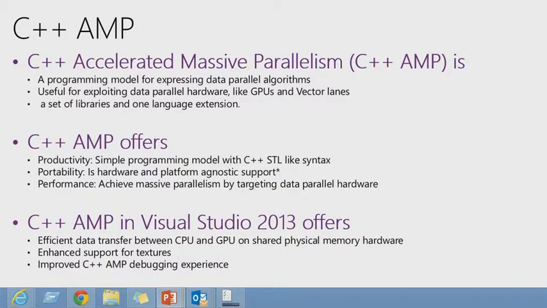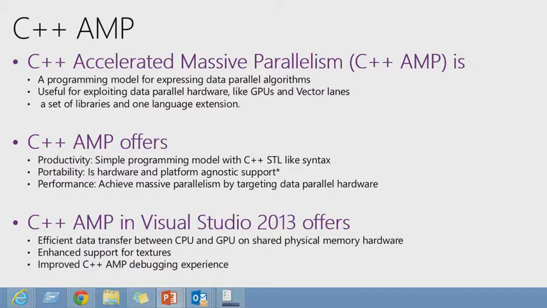The last thing I want to talk about is C++ AMP. So C++ AMP is relatively a new technology which was first introduced in Visual Studio 2012. It allows developers to express their data parallel algorithms using C++ STL-like code and achieve massive parallelism by automatically running the code in hardware specifically designed for execution of data parallel algorithms. The larger the data set, the greater the performance improvements compared to CPU.